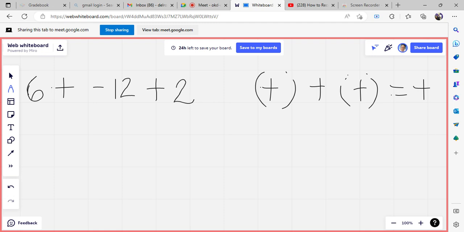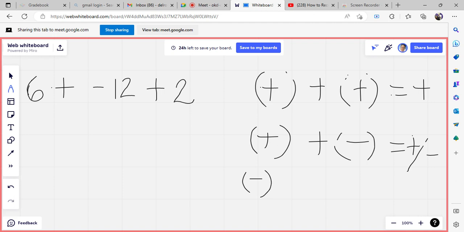The second one here is a positive number plus a negative number gives you a positive or a negative answer. Let's continue. A negative number plus a positive number will give you a positive or a negative answer.